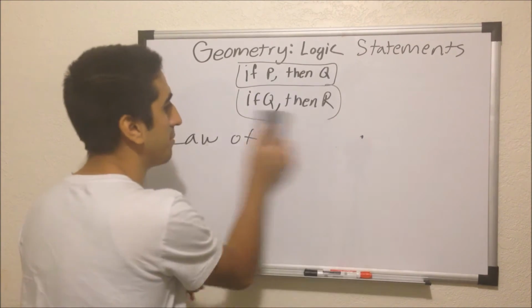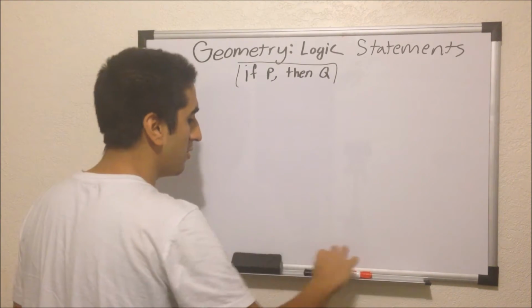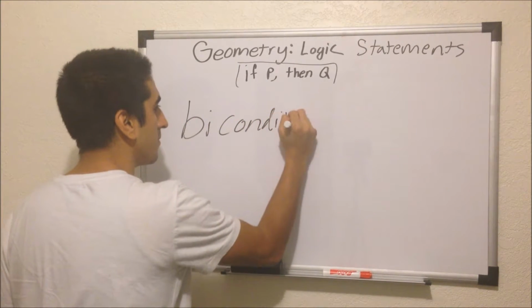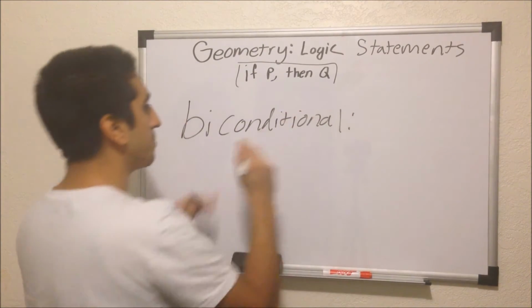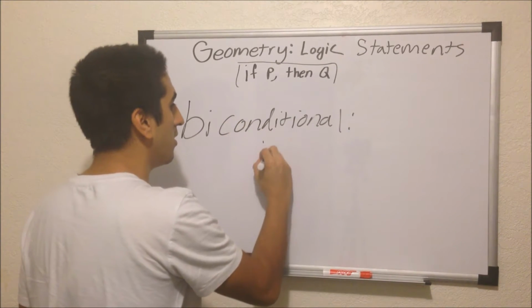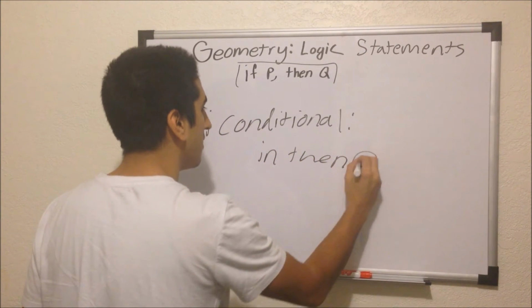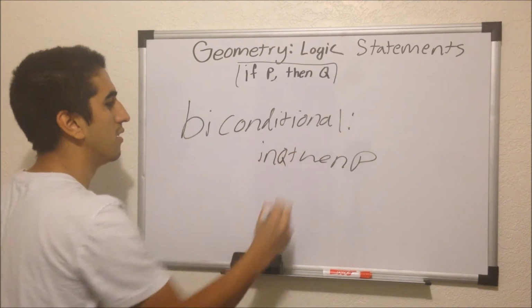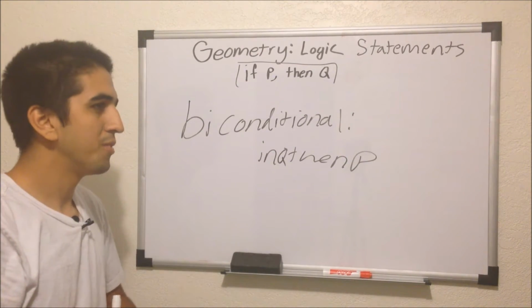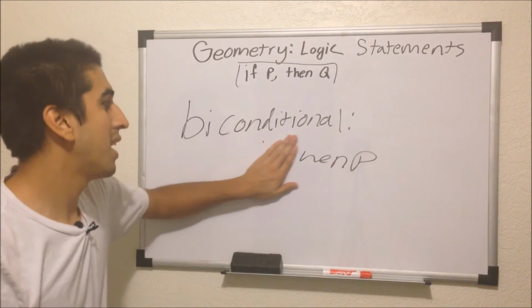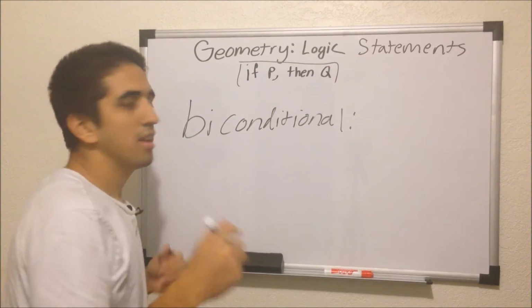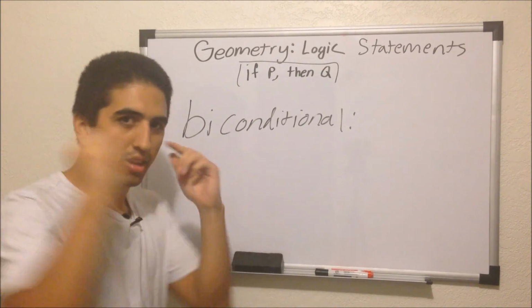But if the statement does say that they are biconditional, then they are. That means if Q, then P. So if it says biconditional, then it does have to be the opposite. This is especially useful in math. An example of a biconditional statement would be something like, I'm not even going to write this, listening ears.